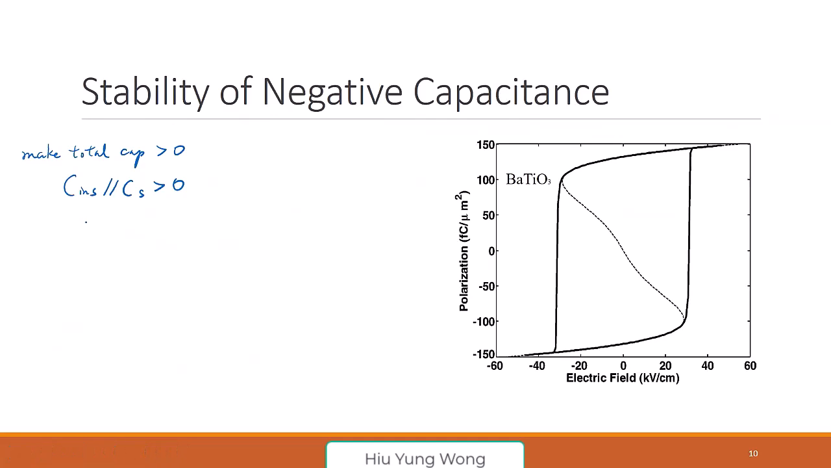And what is that? It means C_ins plus C_S, when they are in parallel, has to be larger than 0, to be stable.